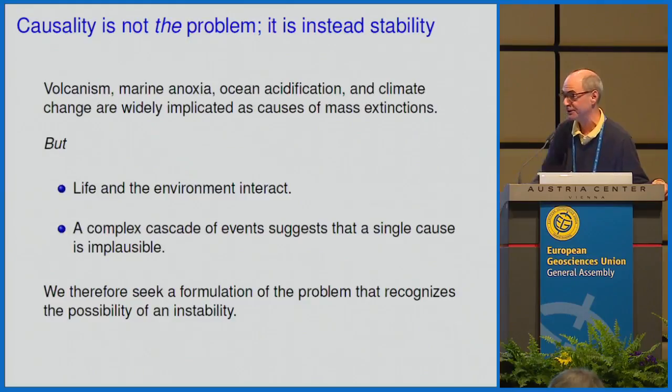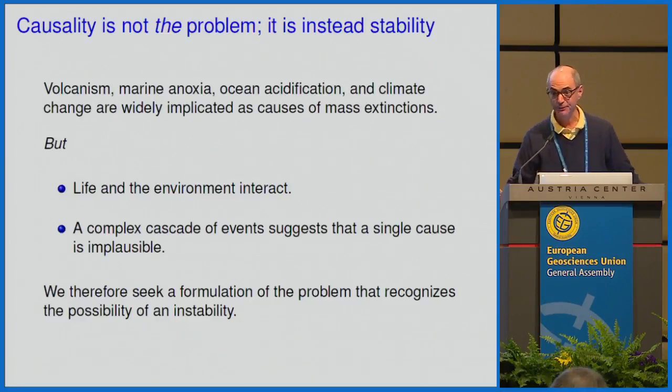But we can make two observations. One is that life and the environment interact. It's not a one-way street. And secondly, there has to be a complex cascade of events that's perhaps instigated by some type of external stressor, such as volcanism, but there is nevertheless a complex cascade. And so seeking a single cause almost begins to be virtually implausible. And so what we'll do here is seek a formulation of the problem that effectively recognizes the possibility of an instability in the biosphere-geosphere system.